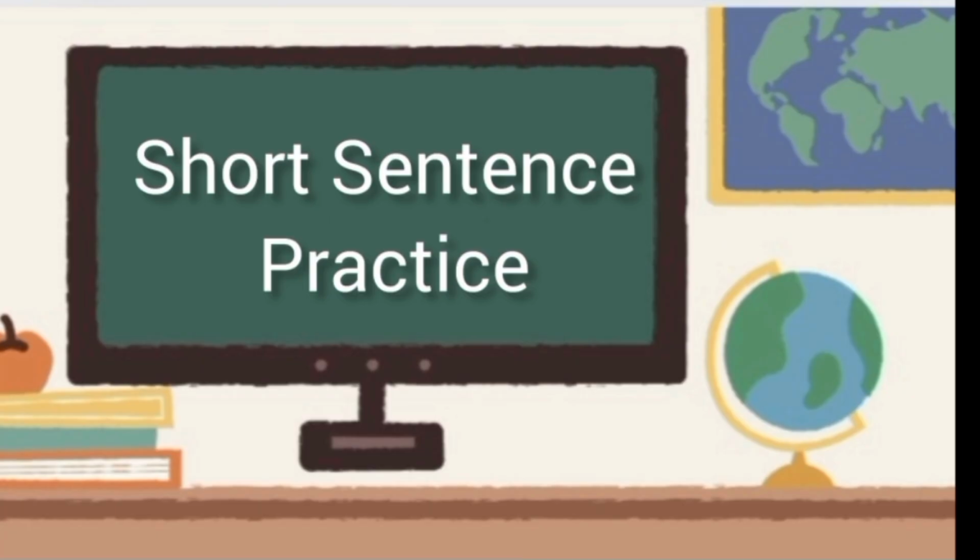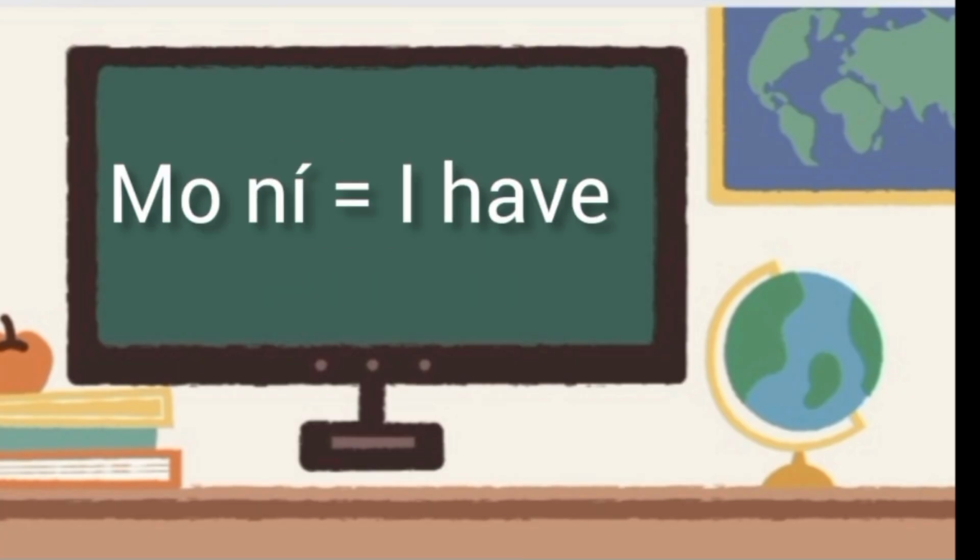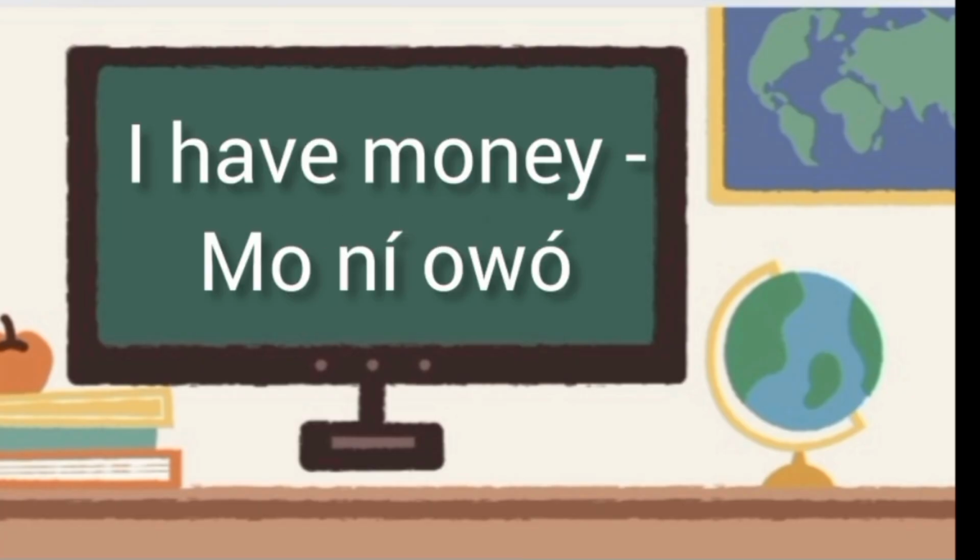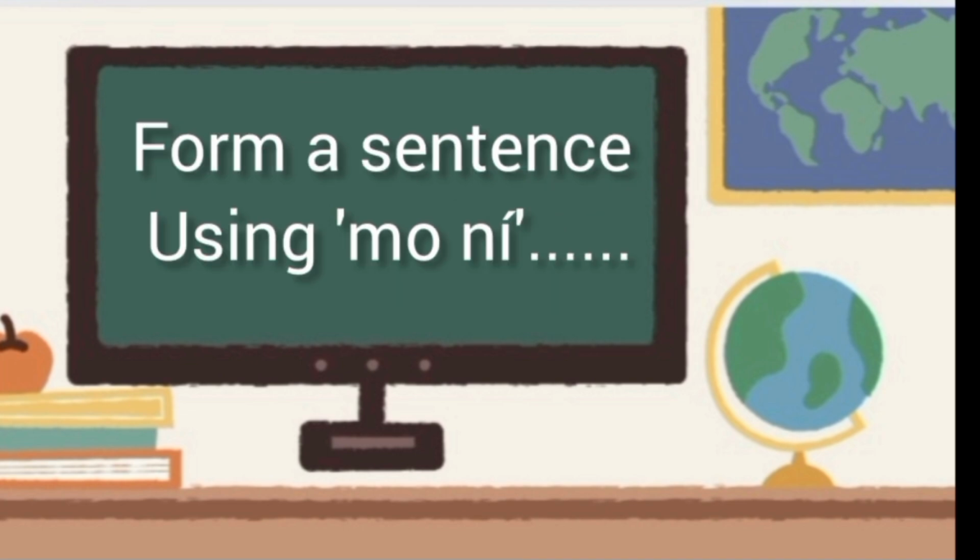Now, let's quickly make a very short sentence. Mo ni owo means I have money. I have money. Is money owo? Wow. Can you see that we just formed a sentence? Now it's your turn. Make a short sentence using one of the words you've learned today with money and put it in the comment section below.